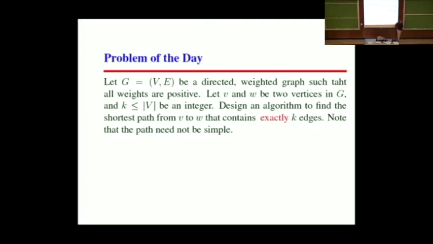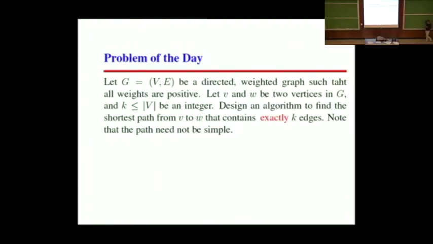Does this make sense? Think about this. If this makes sense, life's going to be much easier for you in a few weeks. Okay? Do people see that this is kind of a recursive algorithm to do what we want it to do? We're going to keep track explicitly of the shortest path using i hops, for all i, to all vertices.